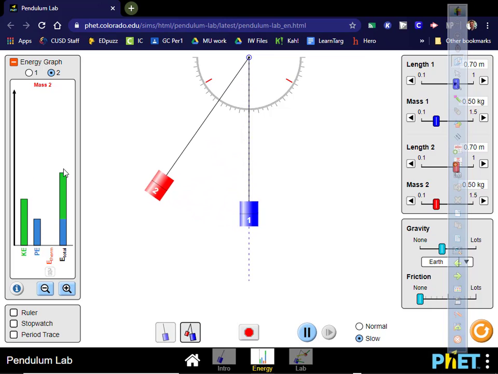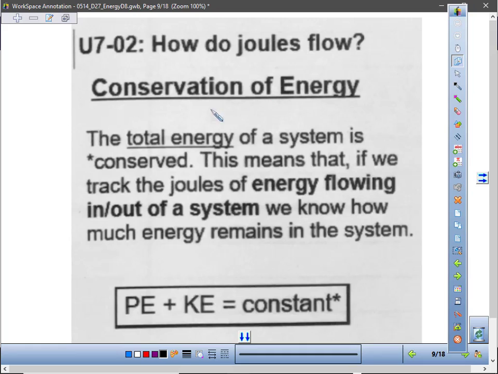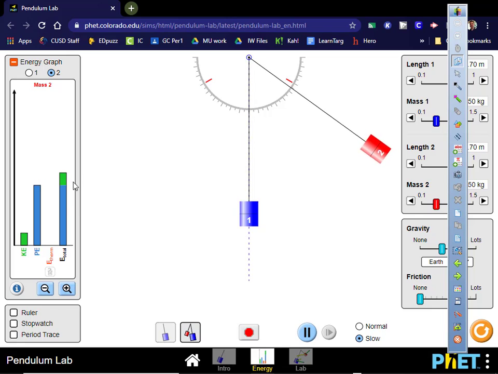This is our last main idea for the year. Conservation of energy. The total energy of a system is conserved. This means that if we track the joules of energy flowing in and out of the system, we know how much energy remains in the system. Potential plus kinetic is constant. Potential plus kinetic adds together, stays constant.